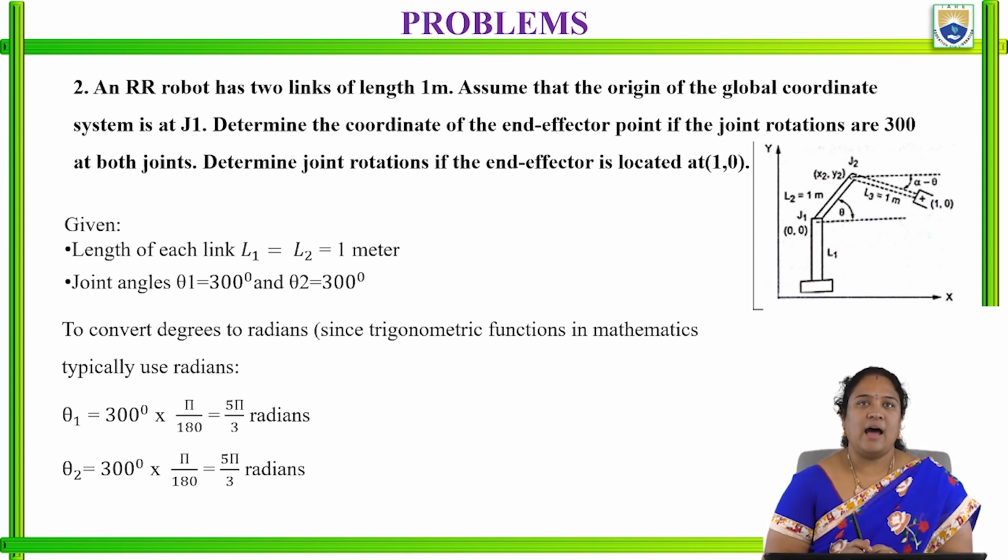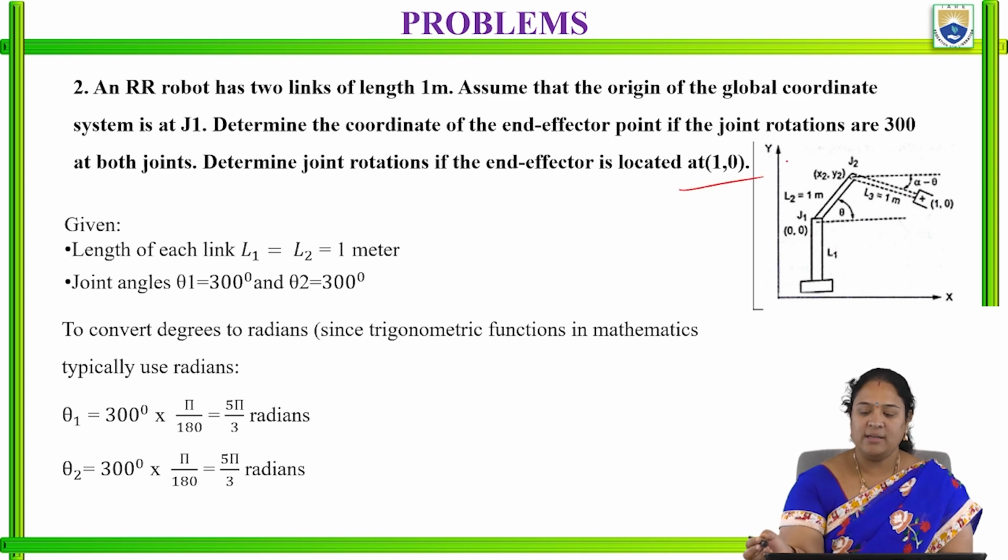An RR robot has 2 links, each with a length of 1 meter. Assume that the origin of the global coordinate system is at J1, that is joint 1. Determine the coordinates of the end effector point if the joint rotations are 300 degrees at both the joints. Determine joint rotations if the end effector is located at 1 and 0.